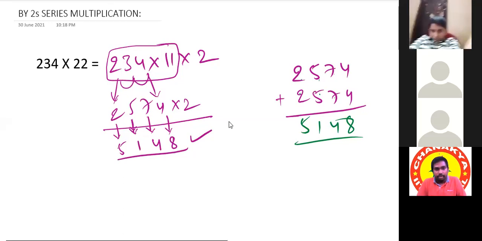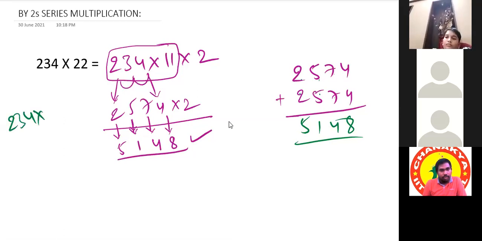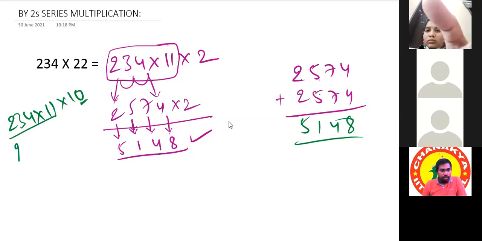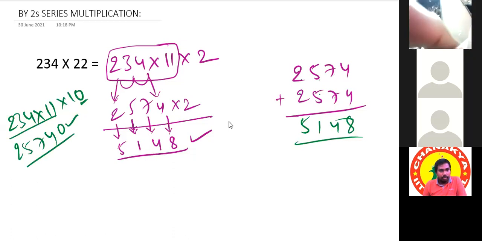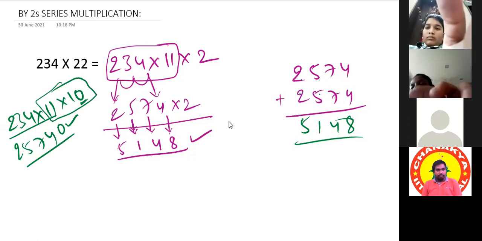Okay. So if it's 234 into 110. 110 means 110. Okay, 2, 3, 4 into 11, and then put a 0 at the end. So 2, 3, 4 into 11 is how much? 2, 5, 7, 4, right? Now putting a 0 will give the answer. That's all. 110 we can write in this way, right? Yes, sir. 11 into 10. First multiply by 11, then put a 0 at the end.